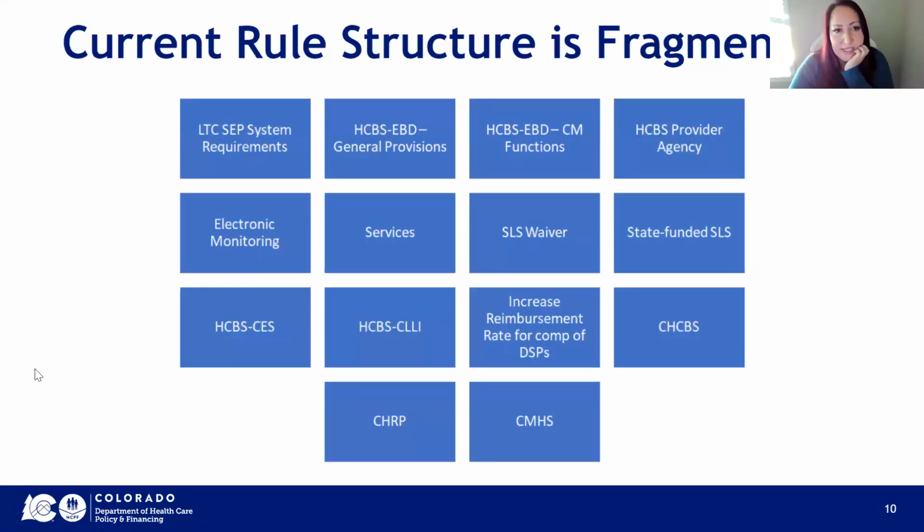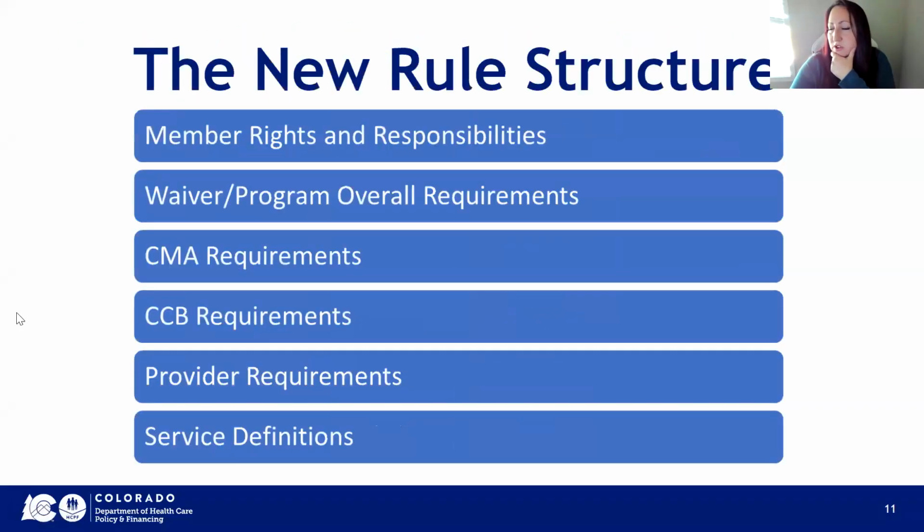Just so that you have an idea of why we've done this: the regular rule structure, the way that we had it, is fragmented. It's in lots of other areas. It's sometimes hard to read, interpret, or find. The new rule structure that we've gone through covers member rights and responsibilities, our waiver, CMA and CCB requirements, provider requirements, and service definitions. And we have read through all of those. So for all of you who have stuck in here with me and listened to me read aloud all of these documents, I'm grateful, and we're grateful for all of the input that we've received.